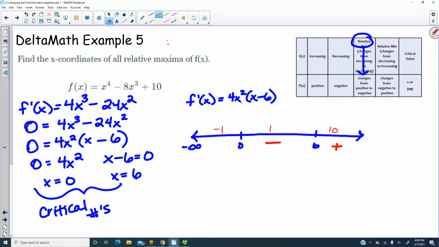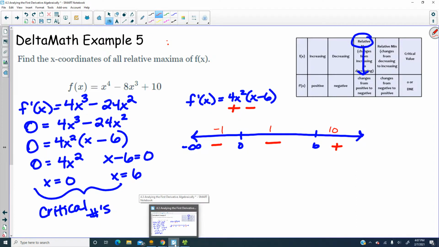All right, so -1 squared is positive. 4 times 1 would be positive. -1 minus 6 would be -7, which is negative, and a positive times a negative is a negative. So I need to look for where there's a change from a positive to a negative. Looks like there is not a change from positive to negative. I've got a change from negative to positive, but not positive to negative.